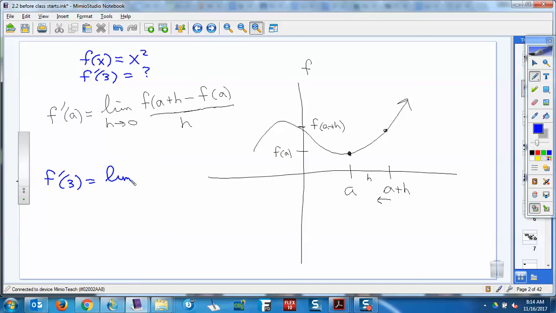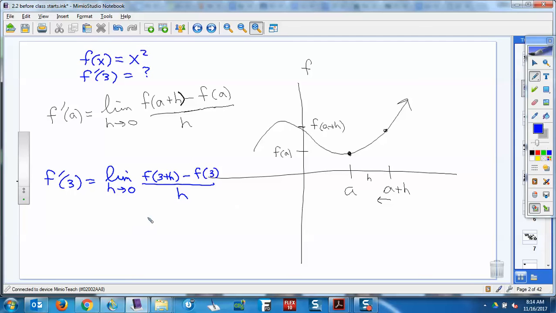Limit as h approaches 0 of f of 3 plus h minus f of 3 over h, right? And then how would I go through that?